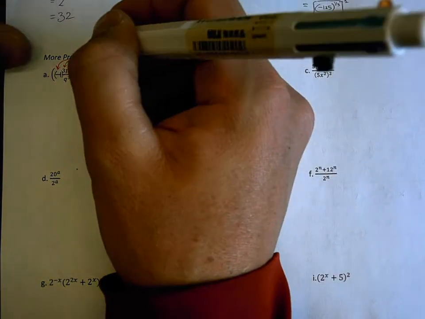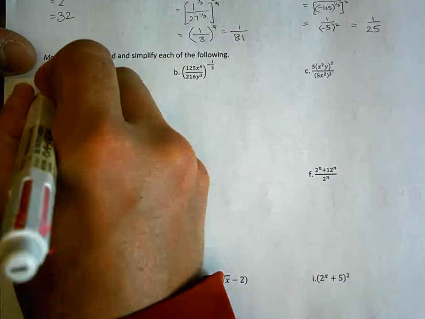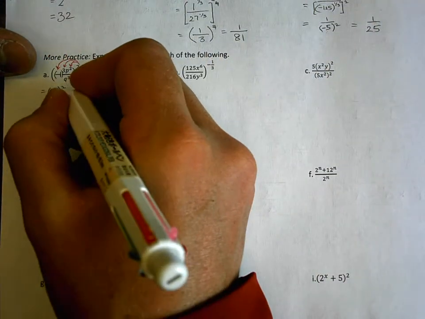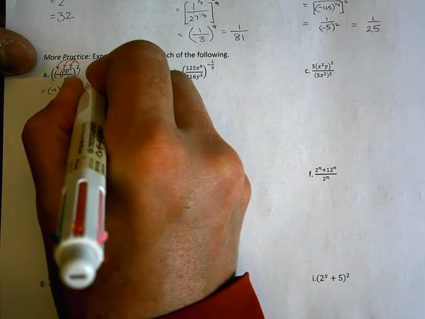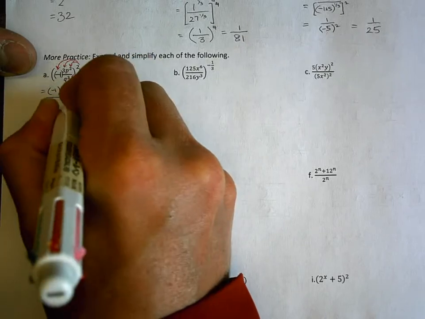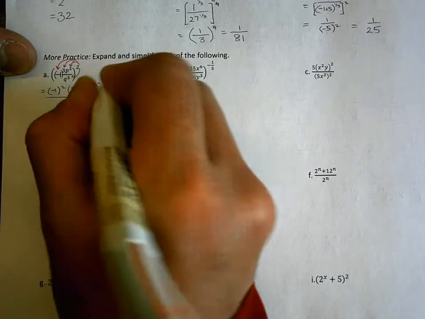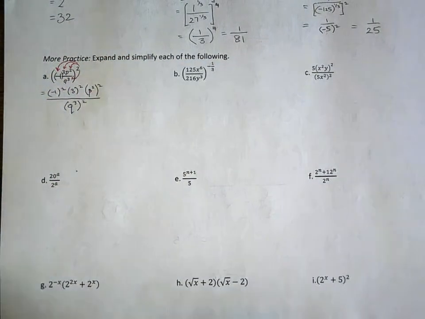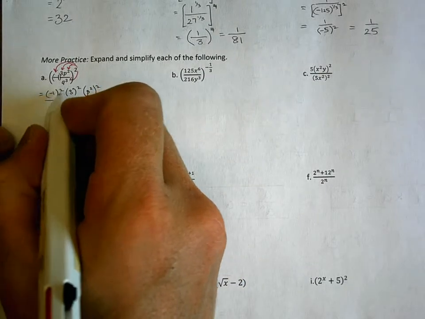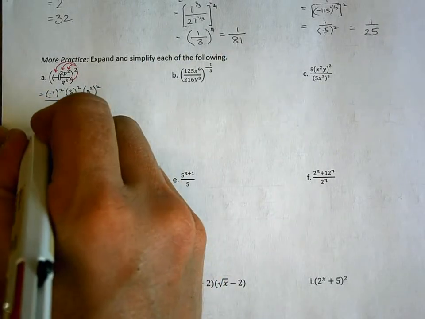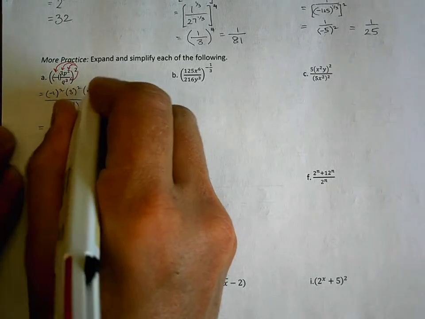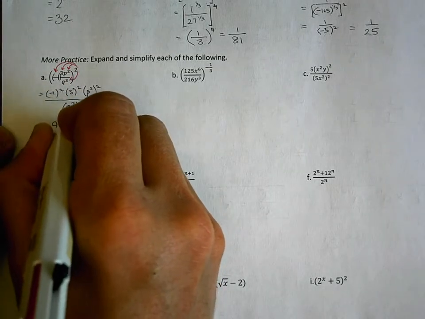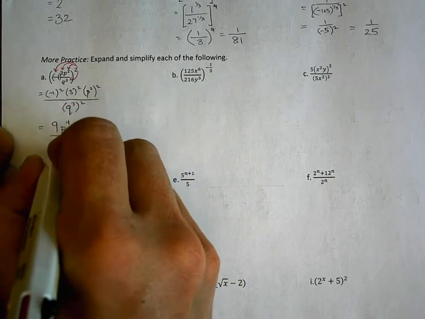So I end up with negative 1 squared, 3 squared, p squared squared, all over q cubed squared. Now this question is a lot easier. Negative 1 to the power of 2 is automatically going to be positive 1. 3 squared is 9. Here I multiply my exponents, and then here I multiply my exponents.